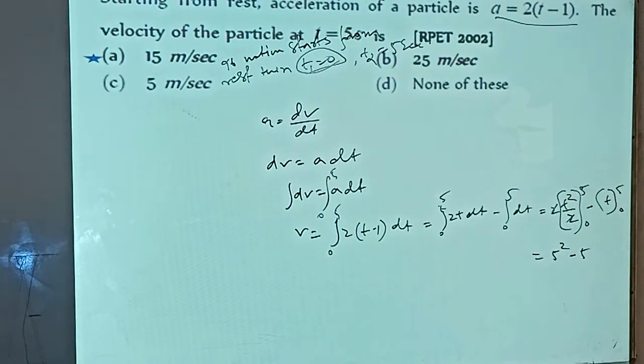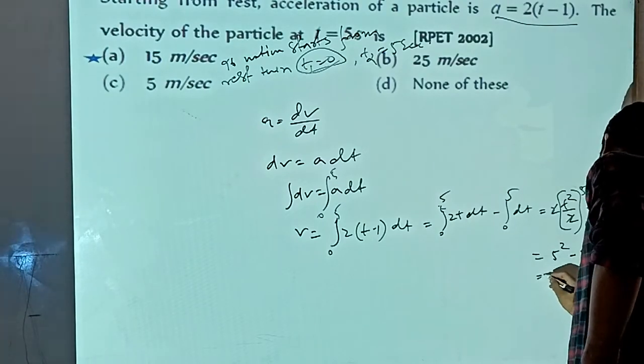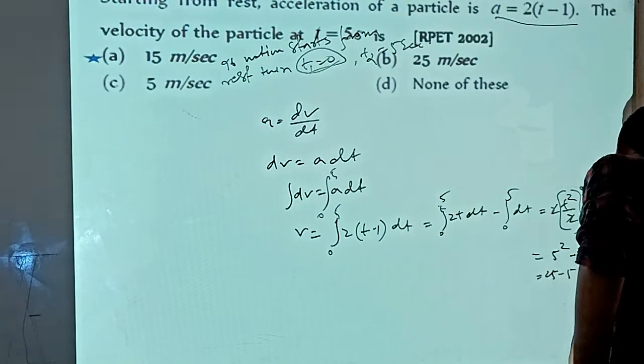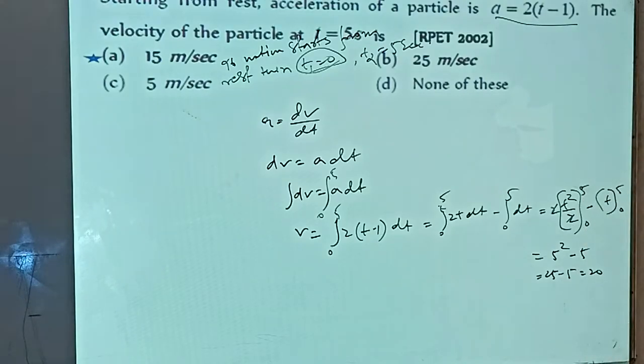t square by 2, right? The 2 will be cancelled out. 5 square minus 5, that will be 25 minus 5. That will be 20. 20 is not in the options.